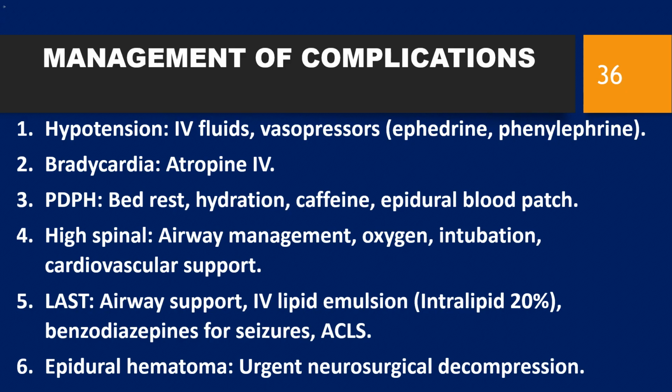4. Management of high spinal. 1. Airway management. Ensuring a patent airway is crucial. 2. Oxygen. Providing supplemental oxygen helps to maintain adequate oxygenation. 3. Intubation. In severe cases, intubation may be necessary to secure the airway. 4. Cardiovascular support. Supportive measures, such as vasopressors, may be needed to maintain blood pressure.